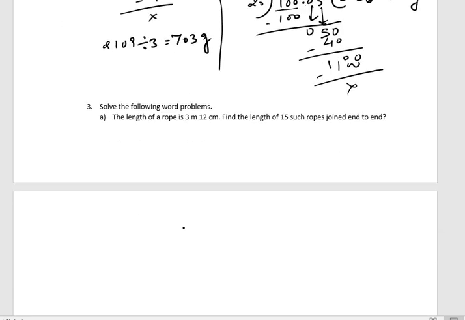Now the next question is, solve the following word problems. The length of a rope is 3 meters and 12 centimeters. Find the length of 15 such ropes joined end to end.